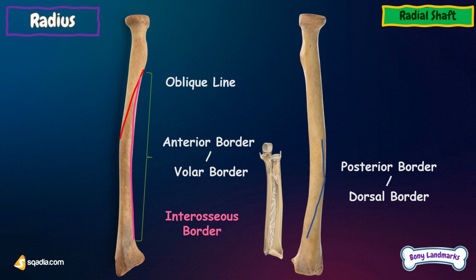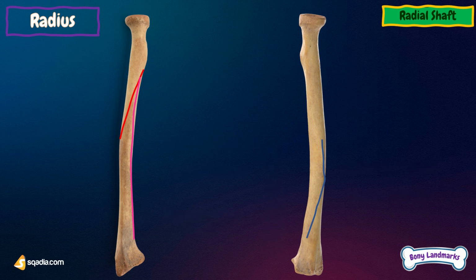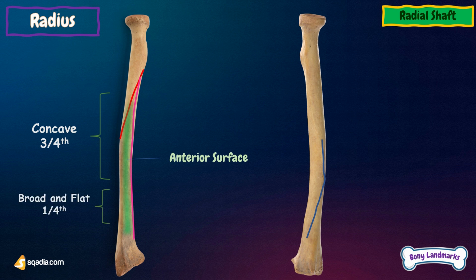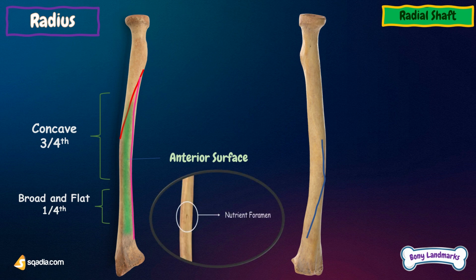Now, if we look at the surfaces of the radius bone, just like borders, it has three surfaces: volar, dorsal, and the lateral surface. The volar surface is concave in its upper three-quarters, and here the flexor pollicis longus muscle originates. It is broad and flat in its lower fourth and carries the pronator quadratus. At the junction of the upper and middle thirds of the volar surface is the nutrient foramen. It is directed obliquely upward.